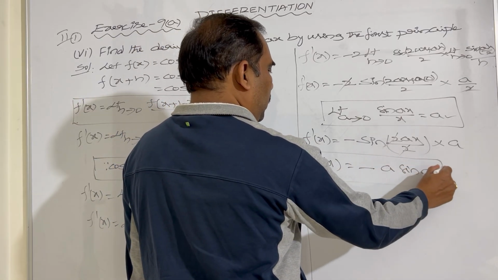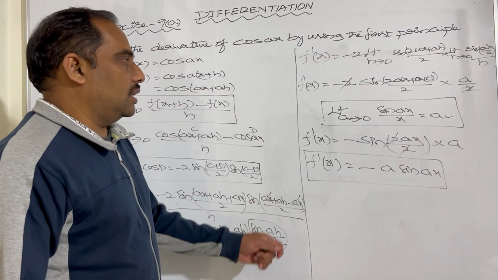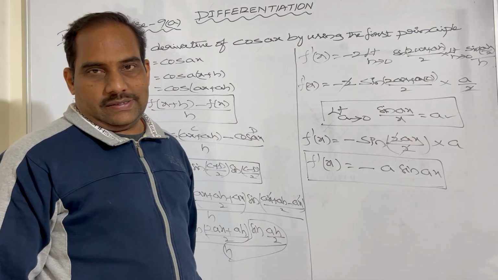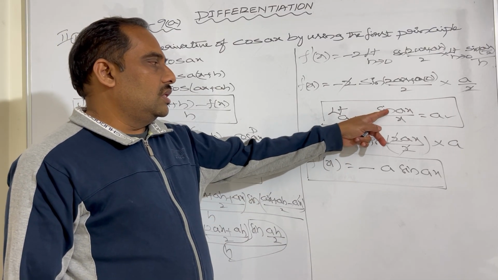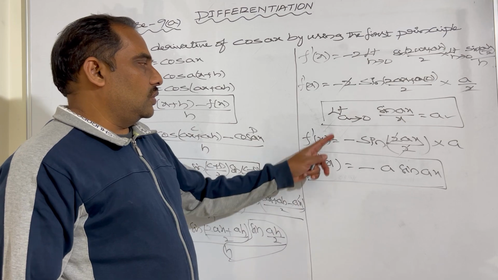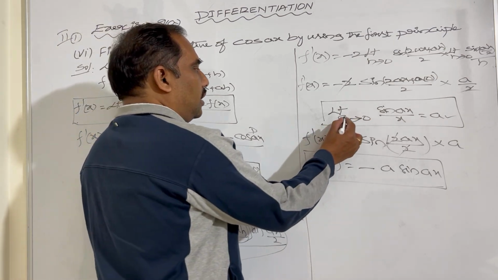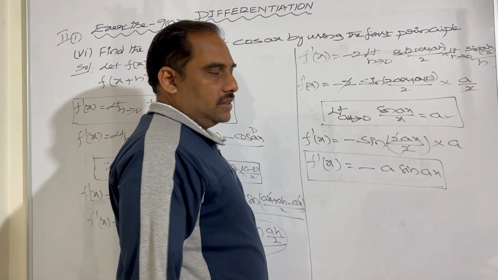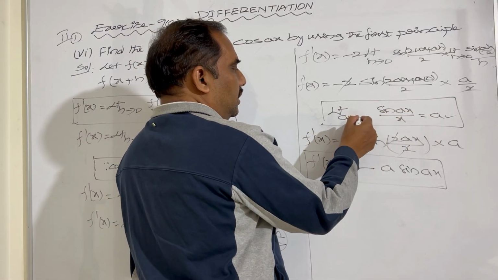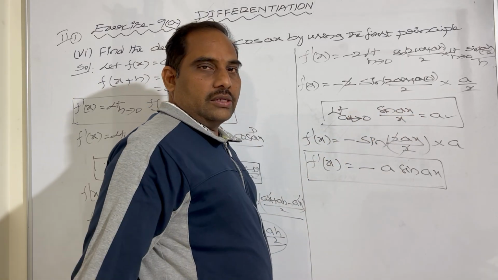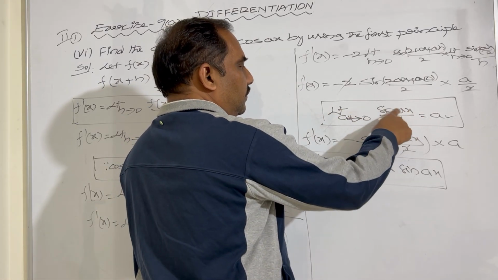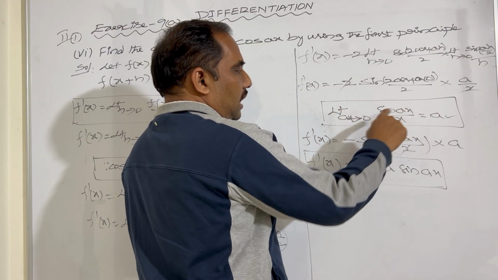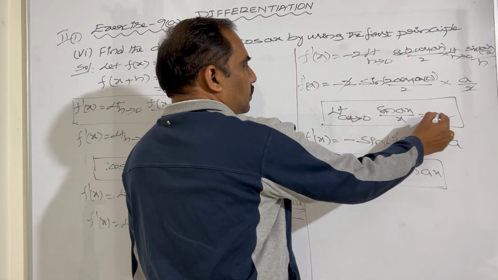Here mainly you have to remember that property. Limit x tends to 0, sine x by x is 1, where the coefficient of x is 1. So limit x tends to 0, sine ax by x, that is equal to a.